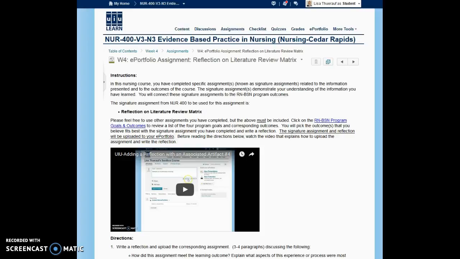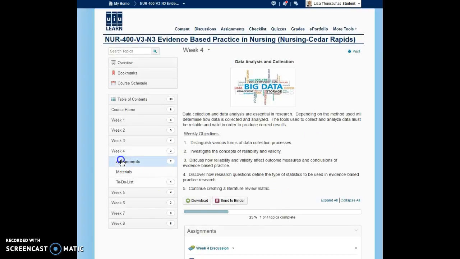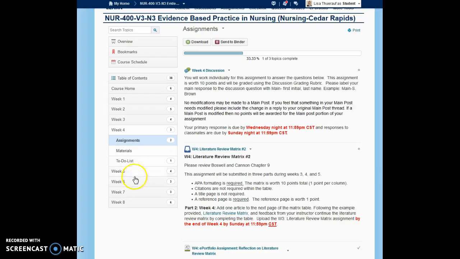You're going to upload it to your ePortfolio dashboard. You're going to put it in your collection, and you're going to share that reflection and assignment with me, and then I will grade it and give you a grade in the grade book. So there's no assignment folder for the reflections, just as a reminder, but you will need to share your collection with me. So if you have not shared your collection with me, please do so. And I think I covered the discussion and the lit review matrix and the ePortfolio.